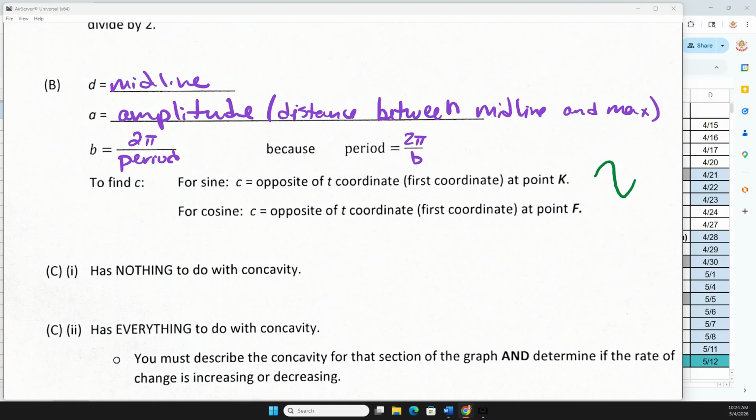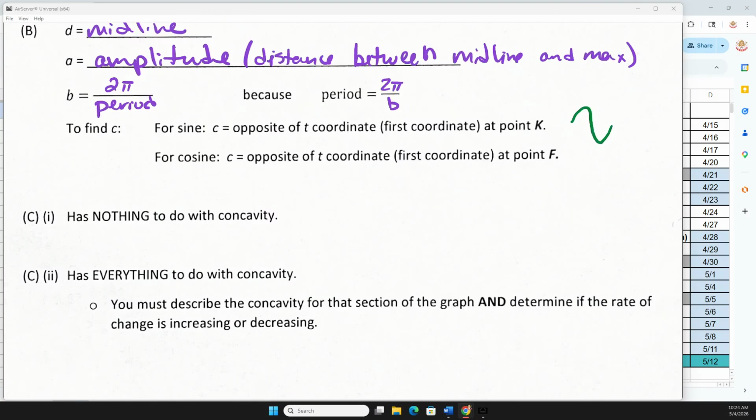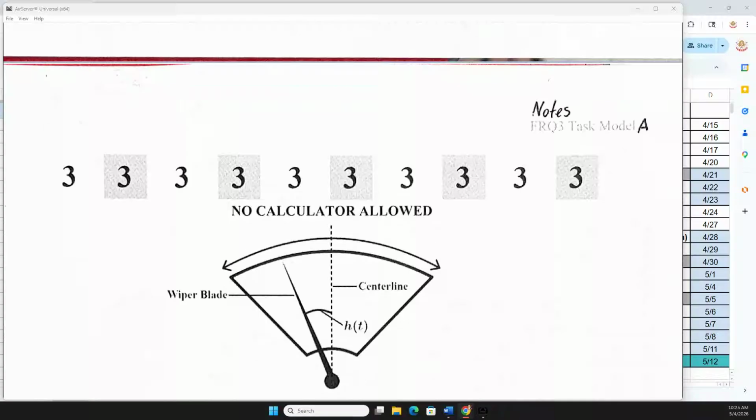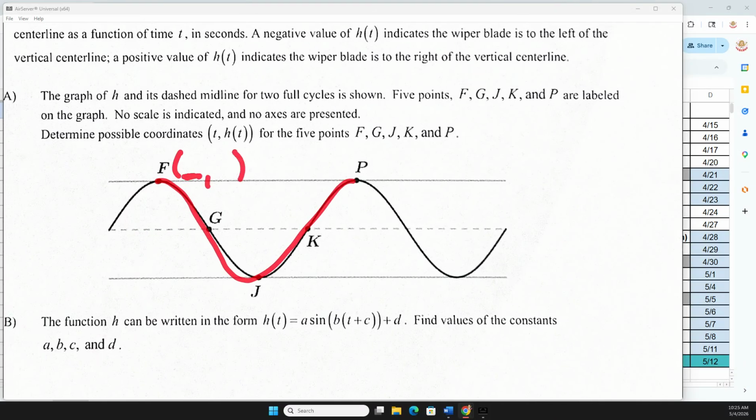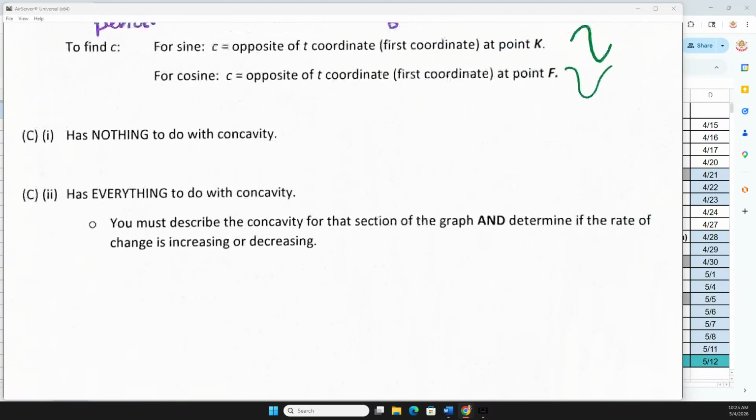All right, where does cosine start? Does it start at a midline or a maximum or a minimum? Cosine starts at a maximum, so cosine looks like that. And that's why whenever it's a cosine curve, C is going to be the opposite of whatever the first coordinate is at F, because F will start a period. Technically, you could also do it at P. P starts a period of cosine also. There's an infinite number of correct answers you have for this one.